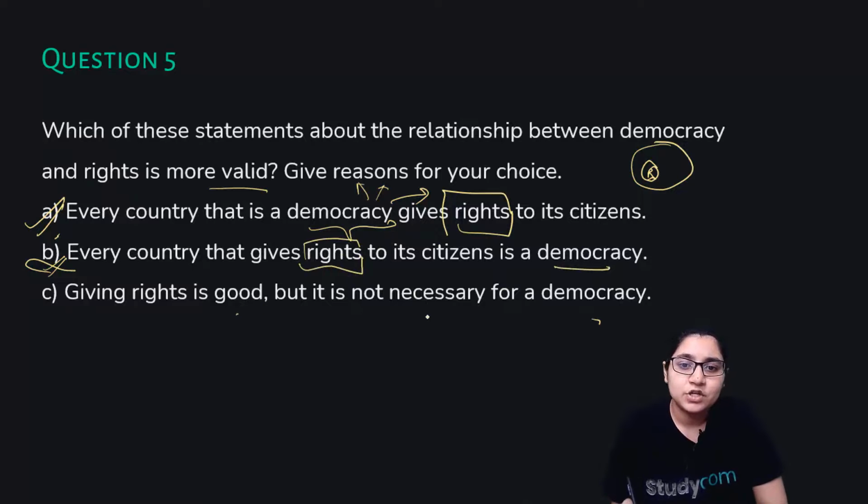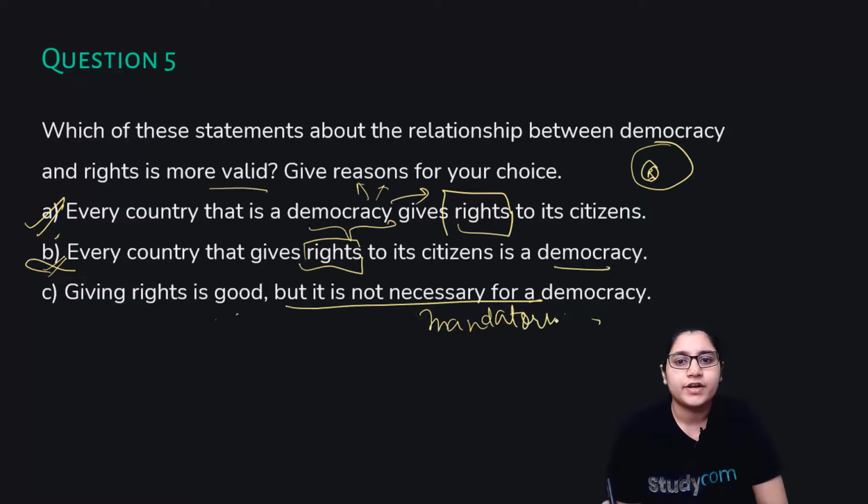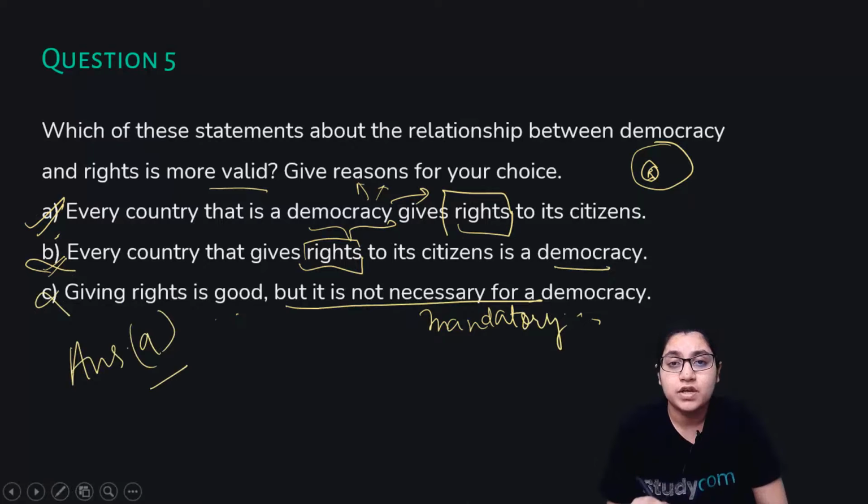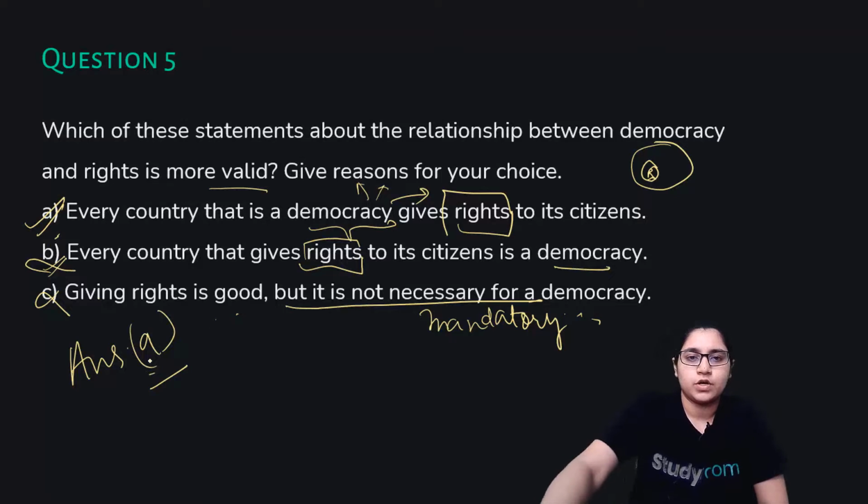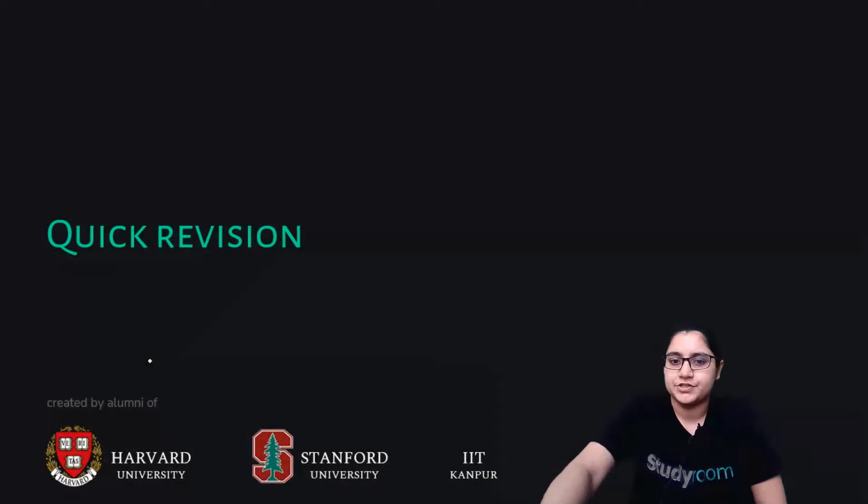Giving rights is good, but it is not necessary for a democracy. This statement is entirely incorrect, because for a democracy you have to give rights to the people. They are saying giving rights is good, but it is not necessary for a democracy. No, giving rights is mandatory. It is necessary for a democracy. So all the choices you have understood, the answer is option A, and I've also given the appropriate reason for this option. All right, moving to our revision.